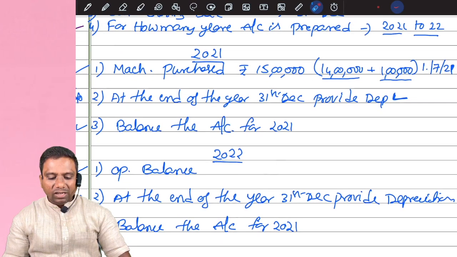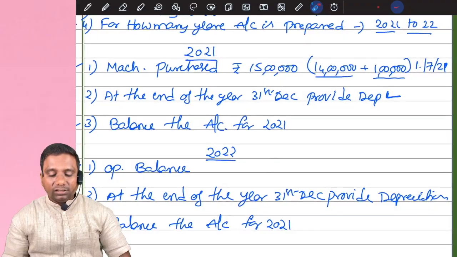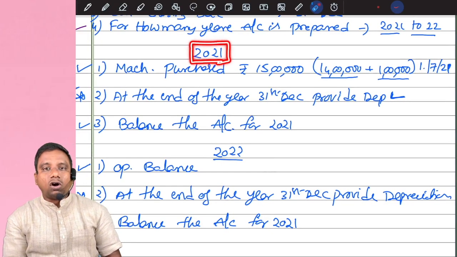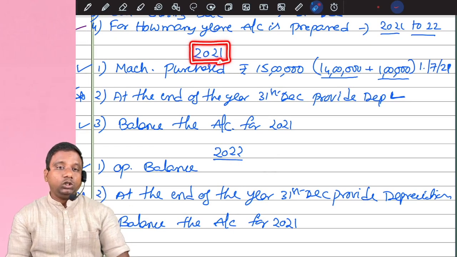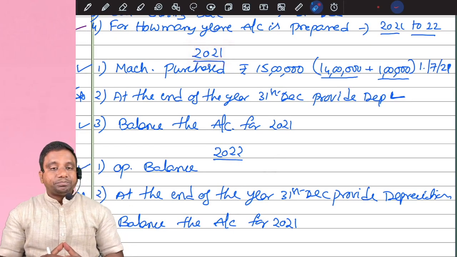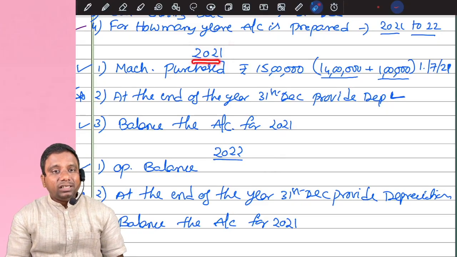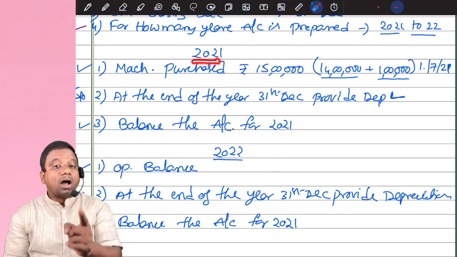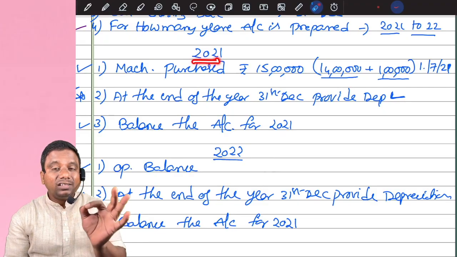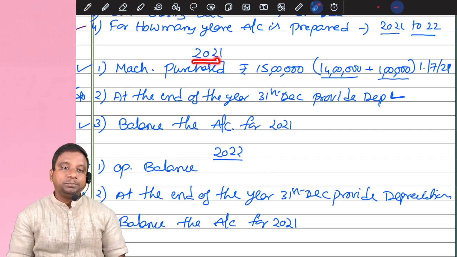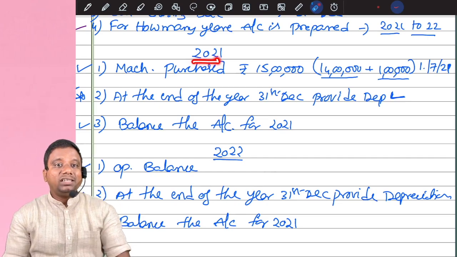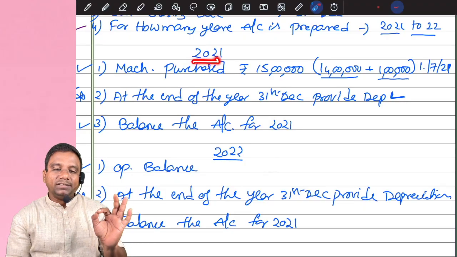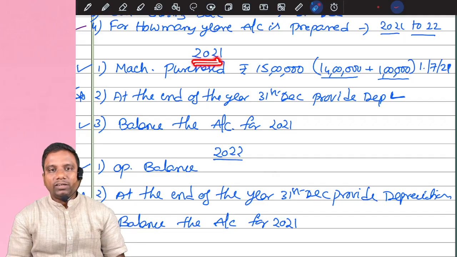For how many years do you have to prepare the account? 2 years. Now what we have to do is collect the information year wise. Year wise 2021. First we have to start the machinery account for the year 2021. Either the machinery account starts with the opening balance or we start the machinery account with the purchase of the asset. Some problems give you the opening balance directly: on so and so date, the machinery account is showing this much balance. In that case, you have to start your account with the opening balance.